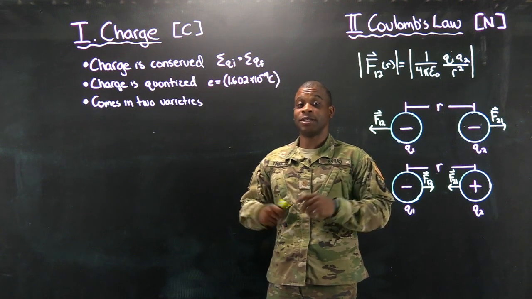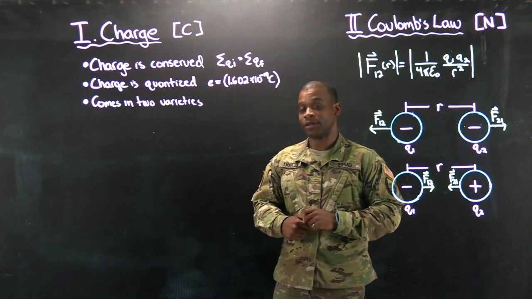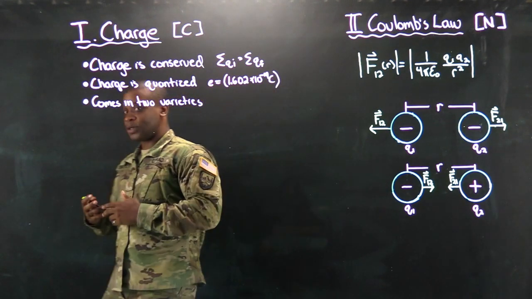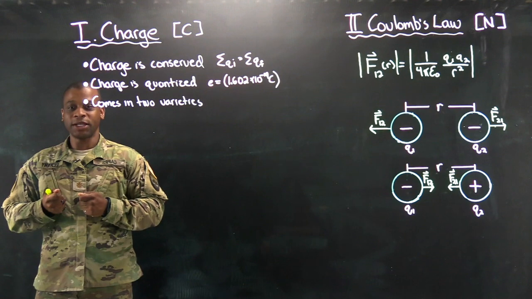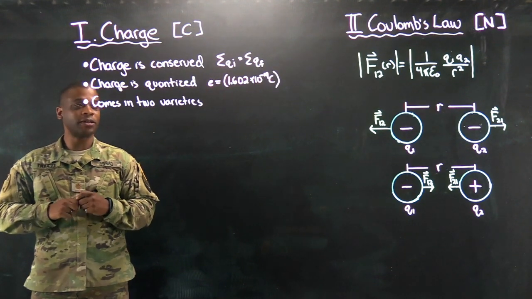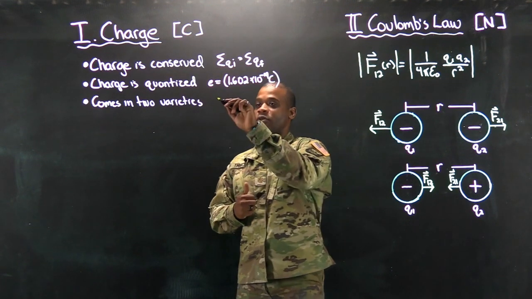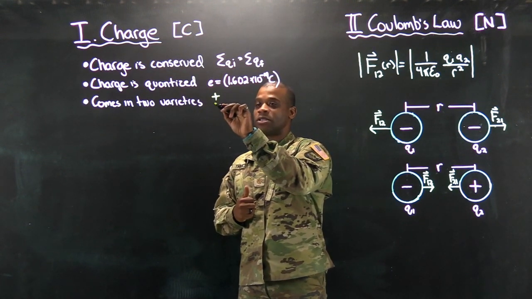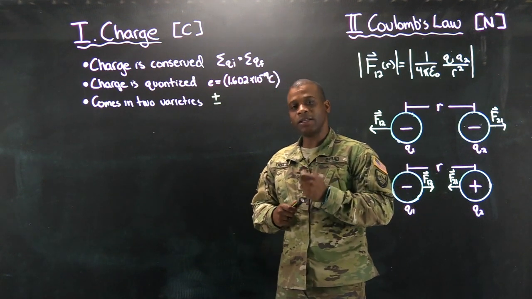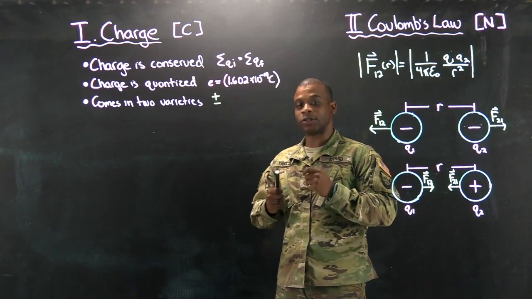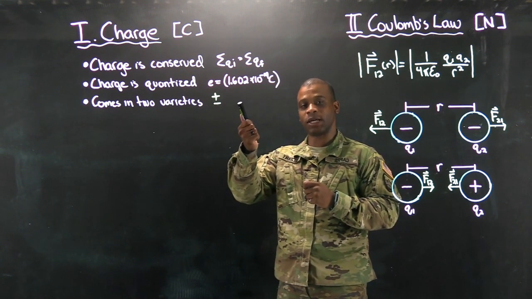Hey physics fans, today we're going to be talking about charge and Coulomb's law. Now, back about 200 plus years ago, we found this quantity called charge. We found out that it had two distinct varieties, one being positive and one being negative. In these varieties, we found out that the charge, regardless of whether they were positive or negative, was equal to the same value.